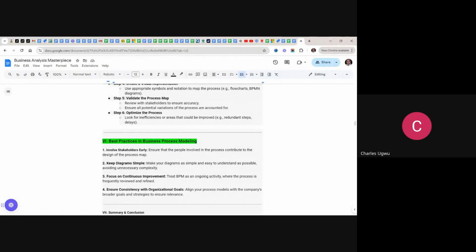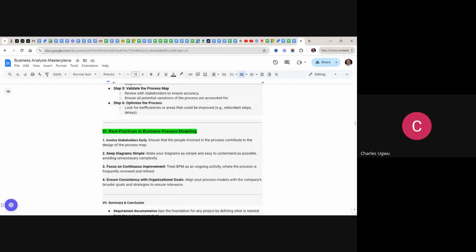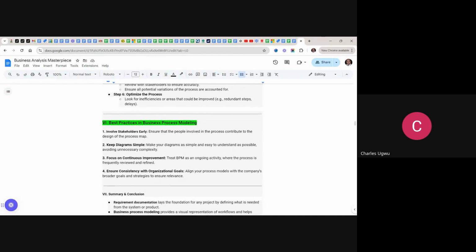Then we'll have what we say best practice in doing this. While trying to model a process, we must involve stakeholders at every point. Try to validate whatever we are doing with the stakeholders, ensure that the people involved in the process contribute to the design of the process. When we are doing a process map, you must understand the people involved within the process.